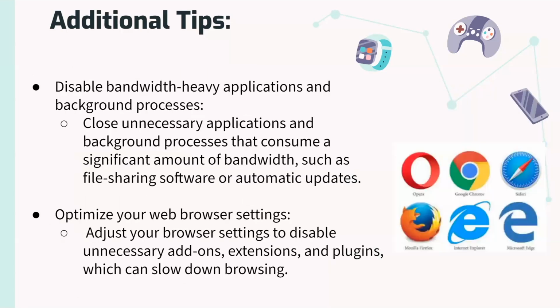You can disable bandwidth-heavy applications and background processes. So you can close unnecessary applications and background processes that consume a significant amount of bandwidth, such as file sharing software or automatic updates. You can optimize your web browser settings. So you can adjust your browser settings to disable unnecessary add-ons, extensions, and plugins, which can slow down browsing.